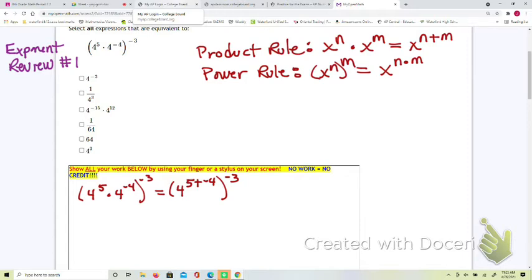Now remember, for this problem, we're supposed to select anything that works, right? Well, what I have written right there isn't one of these, so I don't need to select anything yet. So now I'm going to write equals. Did everyone get that written down? I don't want to go too fast.